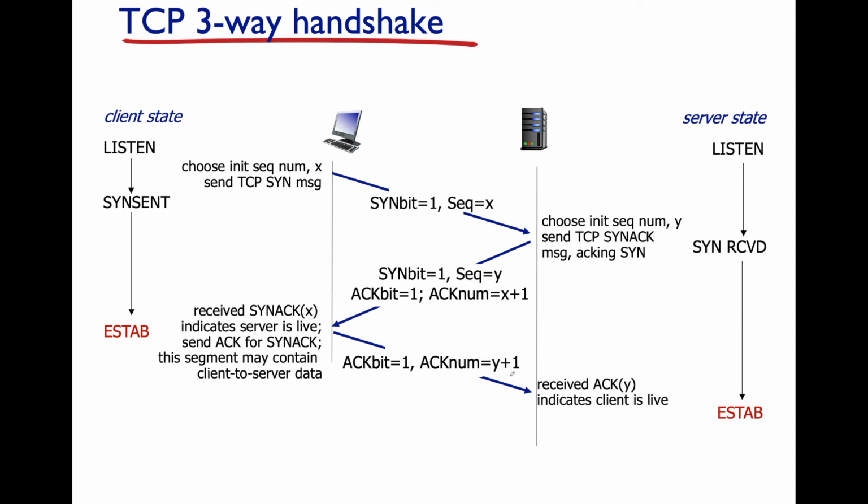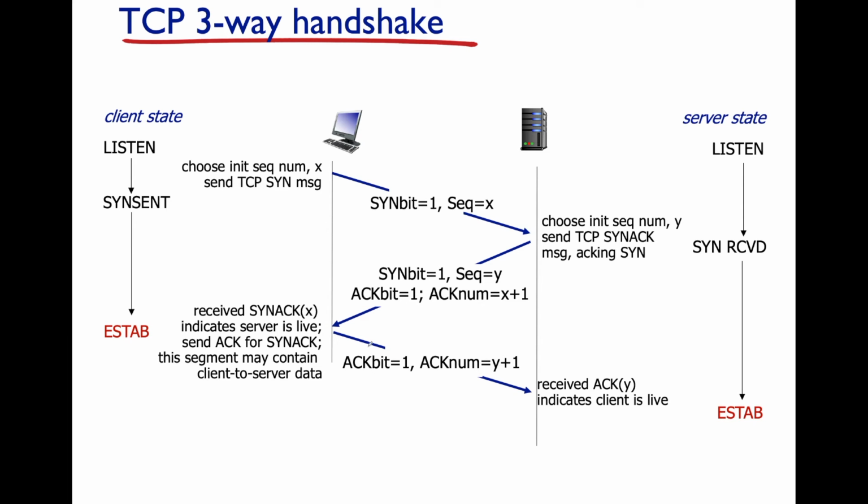And when the server gets that ACK number Y+1, it says, aha, the client received my acknowledgement and it has established its resources, and I know it's live and ready to go because it incremented my sequence number by 1 in the ACK. And so this indicates that the client is live and available and ready to satisfy its obligation in the reliable data transport.